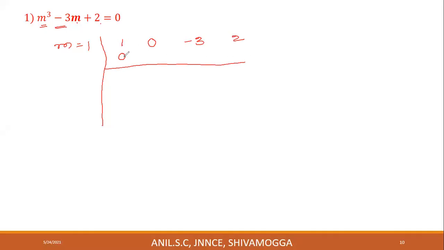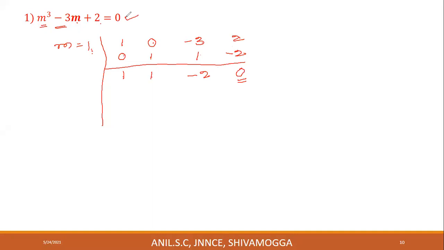Add these two. 1 plus 0 is 1. Multiply these two. 1 into 1 is 1. Add these two. 0 plus 1 is 1. Multiply these two. 1 into 1 is 1. Add these two terms. Minus 3 plus 1 is minus 2. Now multiply with this one. Minus 2 into 1 is minus 2. 2 minus 2 is 0. You must get 0 in this position. Then only you can conclude that what you have done is correct.